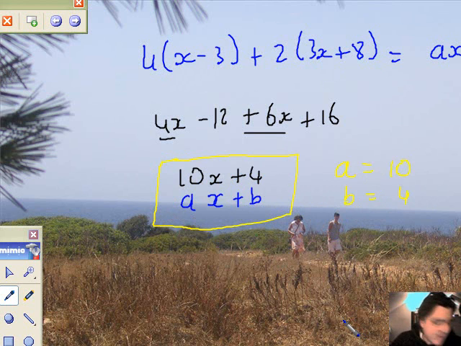And that's essentially expanding brackets and then collecting your like terms. Put it another way, break up the brackets, bust it open, multiply it out, then squish it all up and simplify the expression. Alright, so that's that.